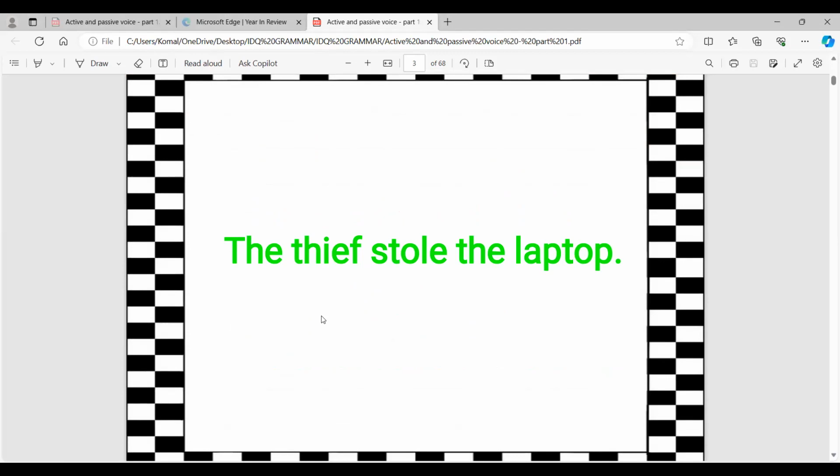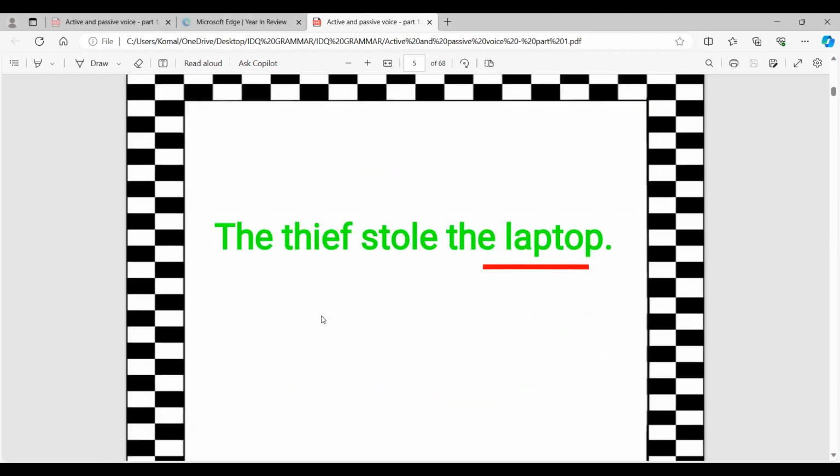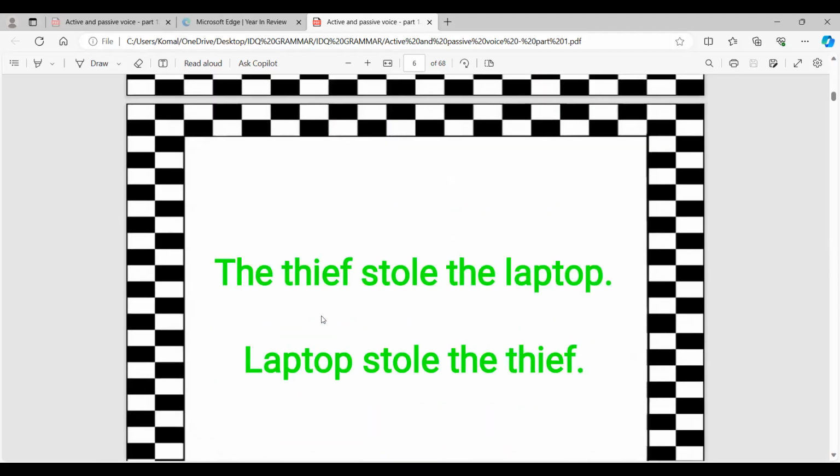Well tried. Right. Now what did we learn in our childhood? Whatever we have learnt in our childhood, make the subject the object and the object the subject to make the passive voice. This we already know. So what have we done? Object to subject, subject to object. Is the screen visible? Yes. So we made the object the subject: laptop stole the thief.